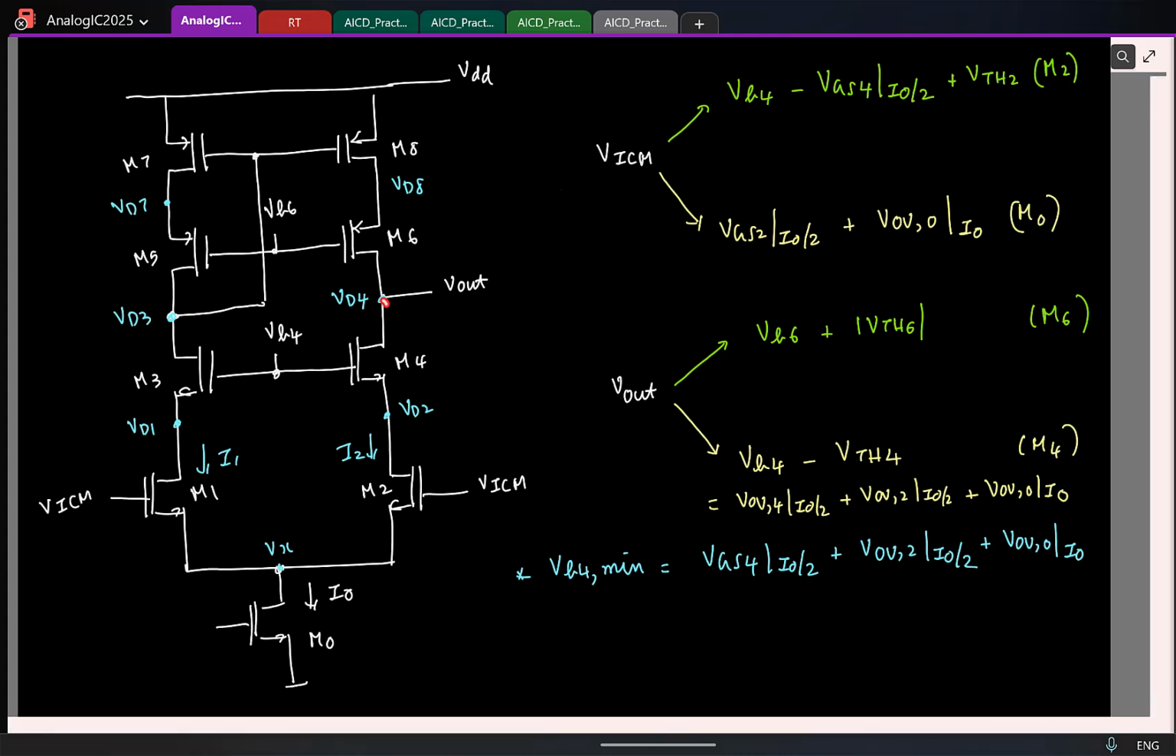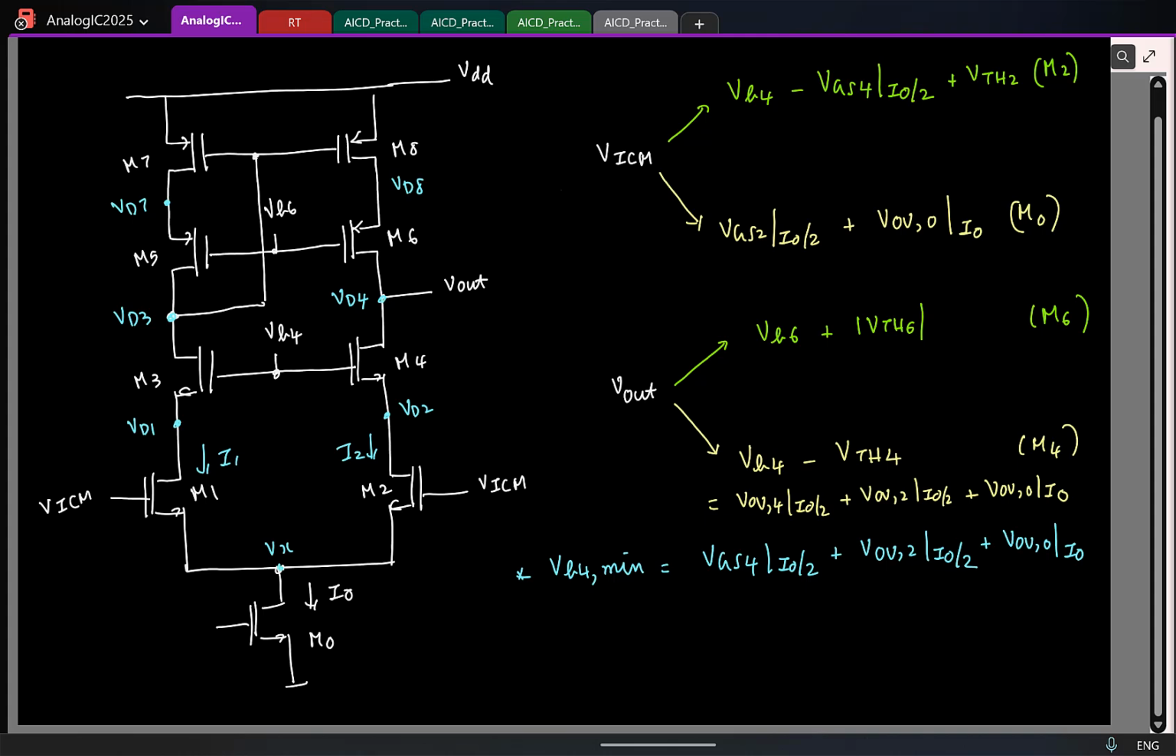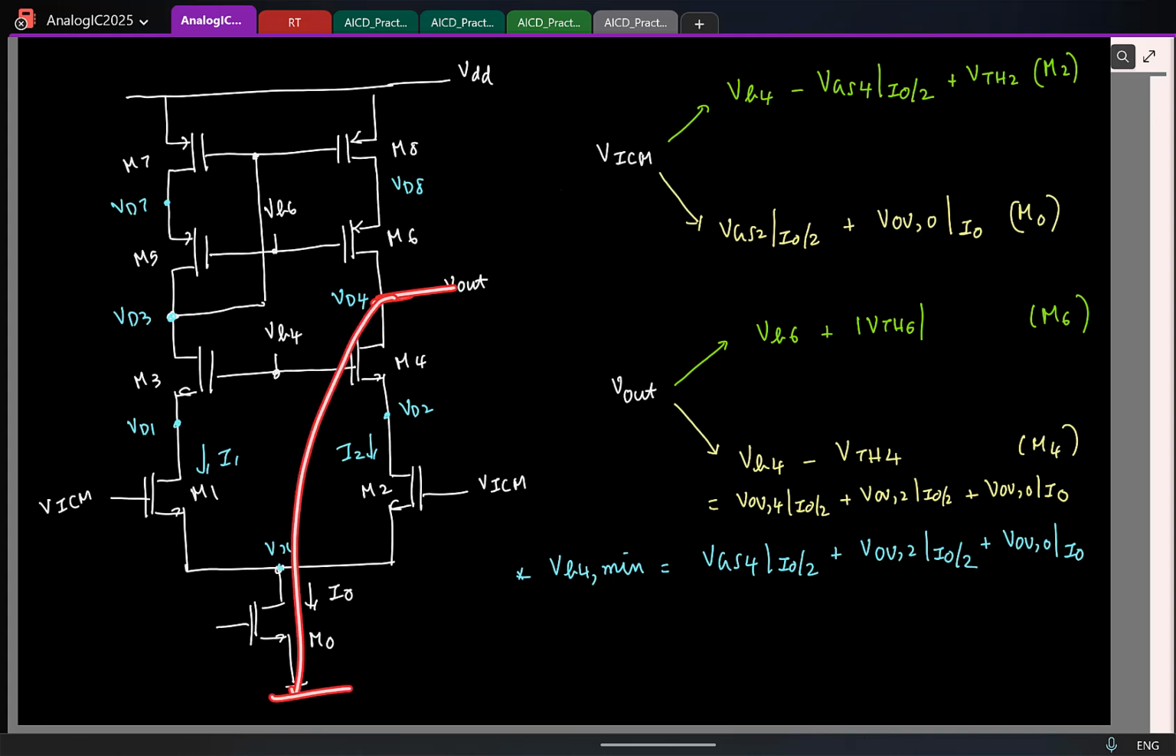Again, you can look at the circuit and also try to guess this. Ideally, I want my Vout to reach as close to 0 as possible. But no, I cannot do that, because I need to have one VDS across M4, one VDS across M2, and one VDS across M0. So the minimum I can go is minimum VDS for all the three. That is basically the 3 overdrive voltages.